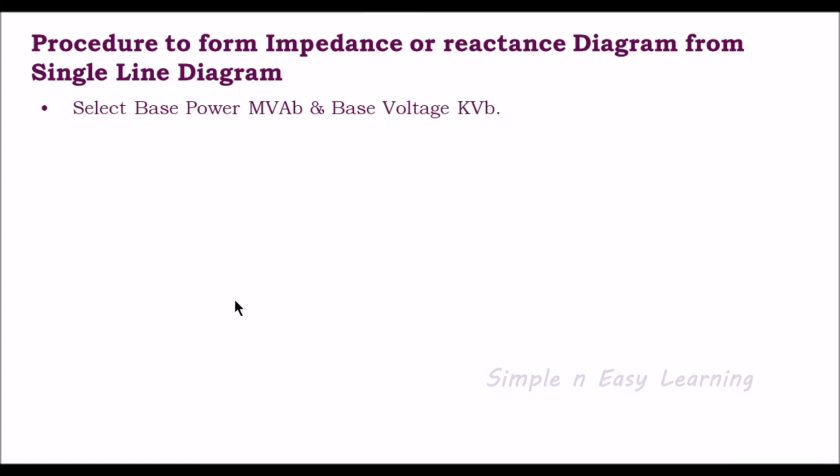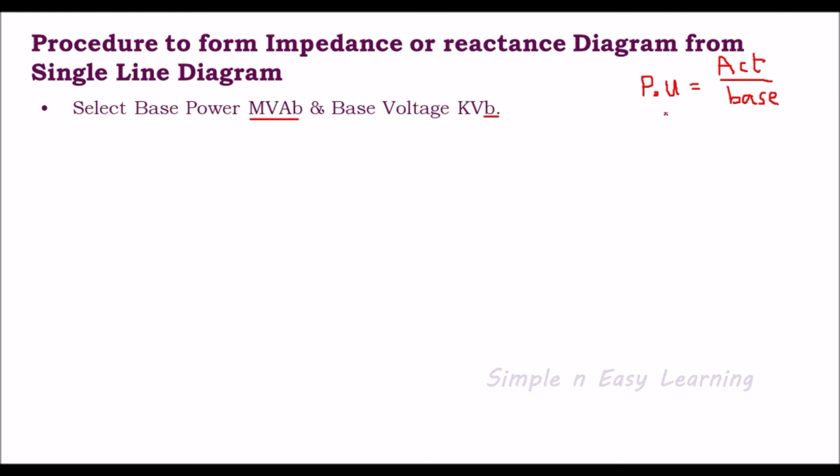We need to select the base power MVA suffix B actually. So this small b represents a base value, and the base voltage KVB. Usually we need to find the per unit value. So per unit, PU, the definition is actual value divided by the base value. So this is the definition for a per unit representation.